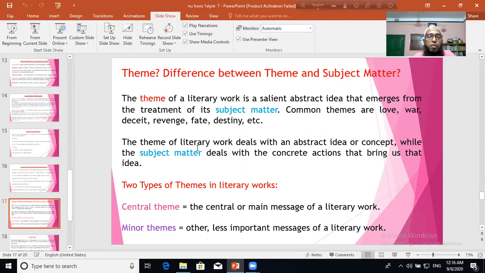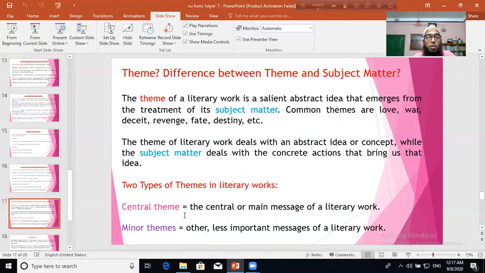In the literature, the theme of a literary work deals with an abstract idea or concept, while the subject matter deals with the concrete actions that bring us that idea. That means there is a difference between theme and subject matter. Theme is an abstract idea like love, war, but subject matter is what? The actions that happen in the story. That is subject matter. I will give you one example that will make the difference clear.